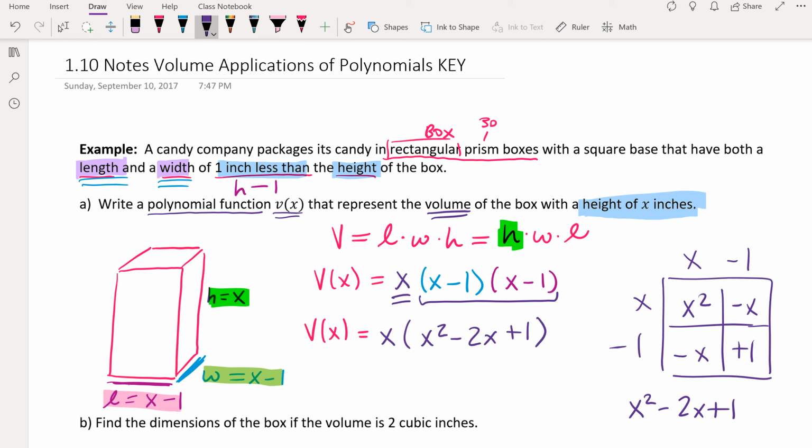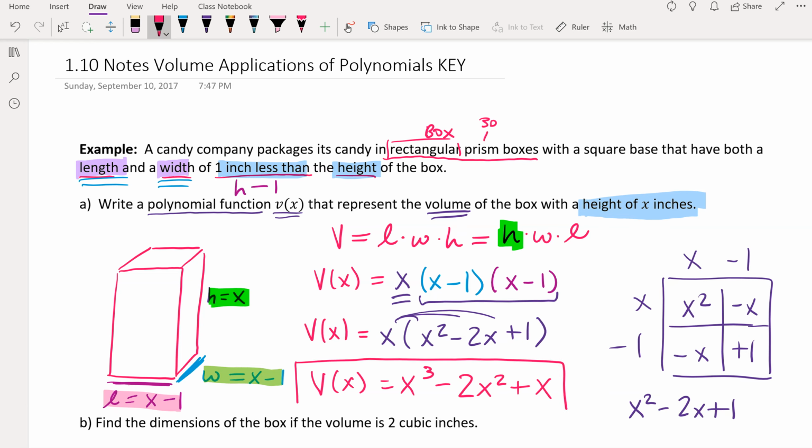Sweet. And now we can distribute this x in. So we get v of x equals, and this is the volume of the box, x cubed minus 2x squared plus x. Okay, here is our volume. Go ahead and label that volume. That's the volume of the candy package. Now let's move on to part B.